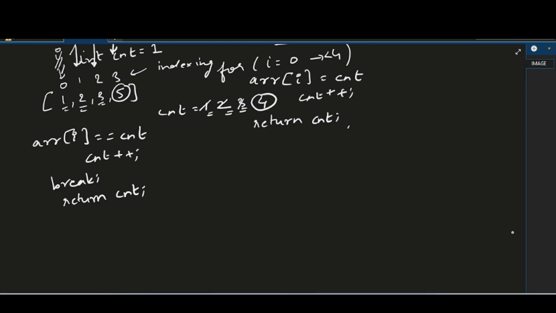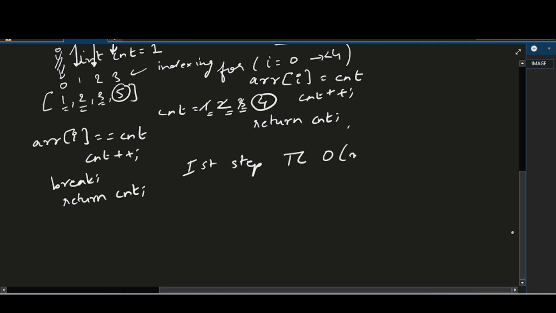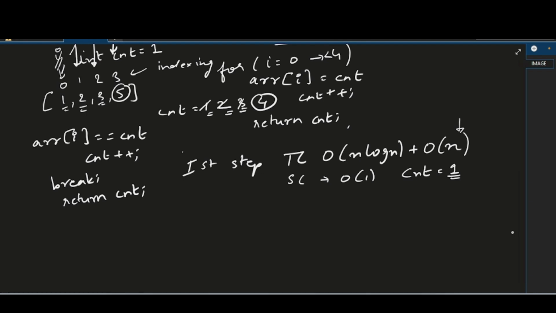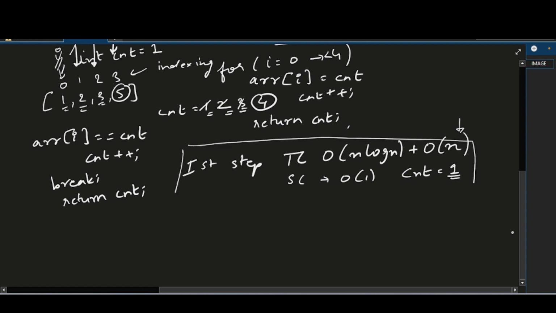So over here we can see that the first step that we are doing is sorting this. Sorting takes a time complexity of O of n log n. Apart from that, we are also traversing the array, which takes a time of O of n in the worst case scenario. And the space complexity is O of 1 since I am just using a count variable to check if the value is present or not. So with this approach, the time complexity is O of n log n plus O of n and the space complexity is O of 1.